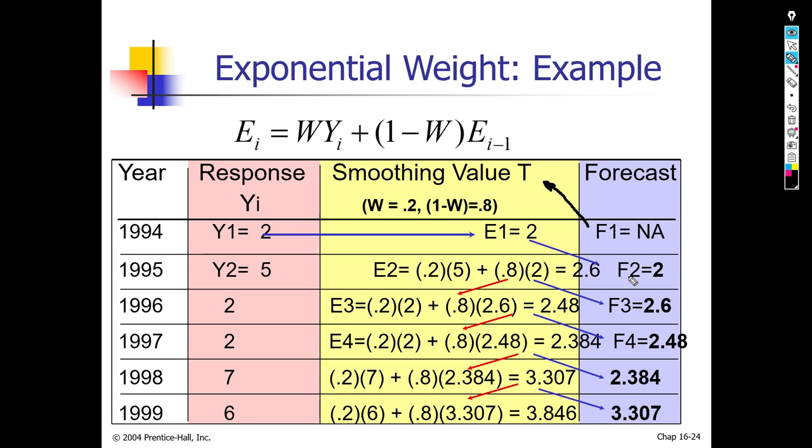Now your F2 refers to the previous E1. F2 refers to the previous E1. So F2, the forecasting value, is equal to 2.